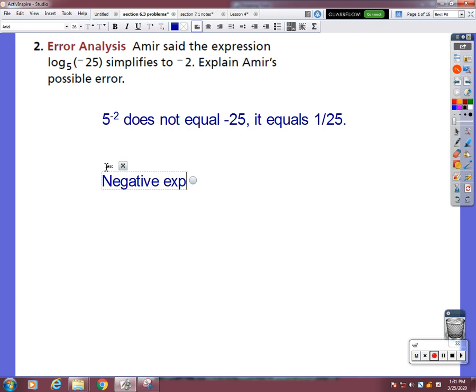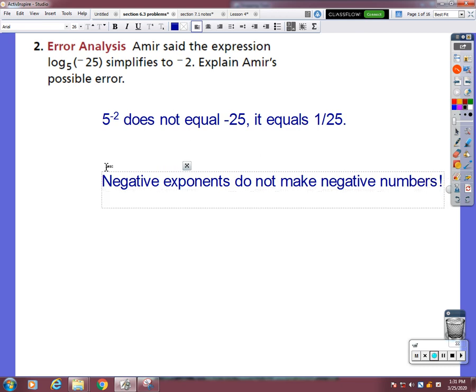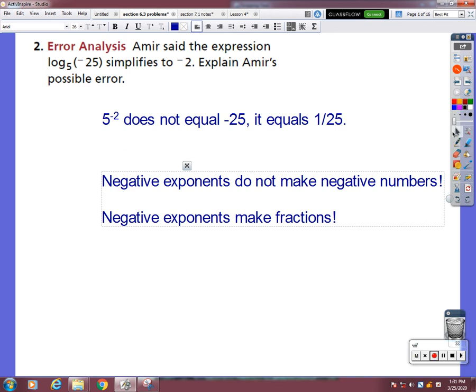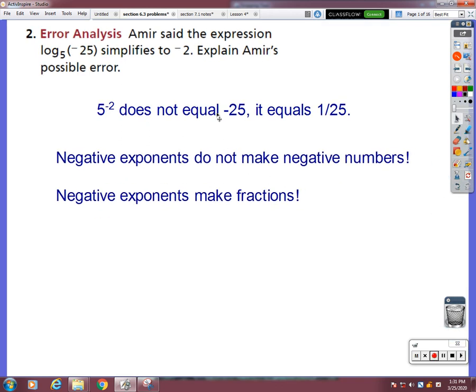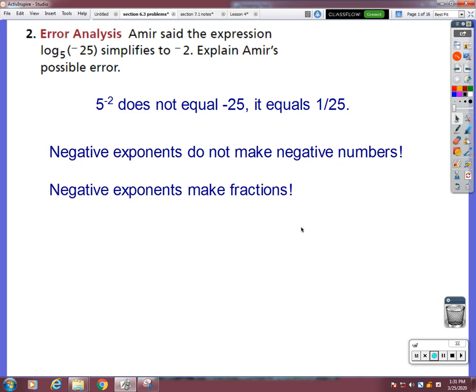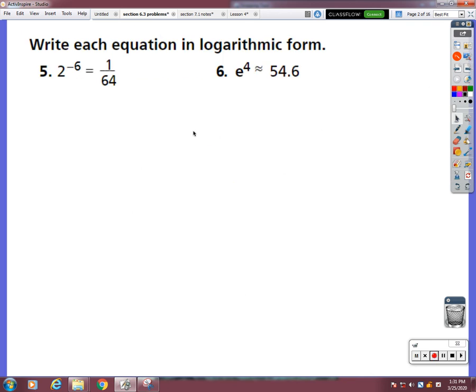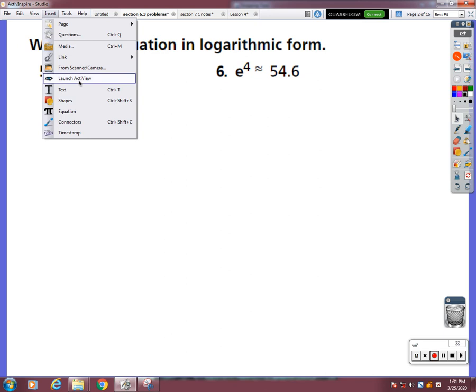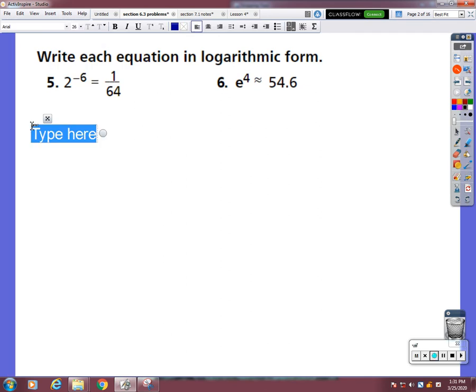Negative exponents do not make negative numbers. Negative exponents make fractions. And then you have to keep in mind that if you already have a fraction and you raise it to a negative power, then the negative and the fraction cancel each other out and you get a regular number. So that's fun.